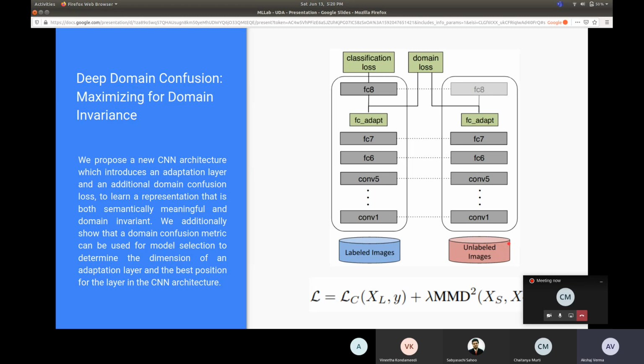So how this network will work is, let's say you have a batch size of 8, and so you'll pass 4 images from your source, which is labeled, and 4 images from the target, which is unlabeled, and you pass them through this convolutional layer. Then it goes through two fully connected layers, and then the authors have introduced a bottleneck dense layer called FC adapt. So the goal for this is to present a bottleneck so that the network is forced to learn all the important discriminating features.